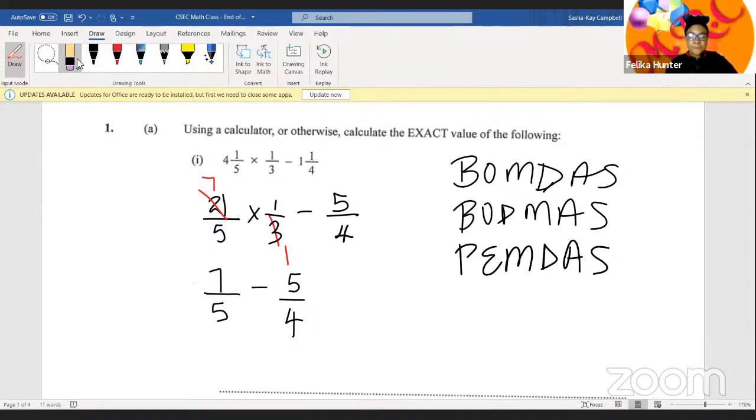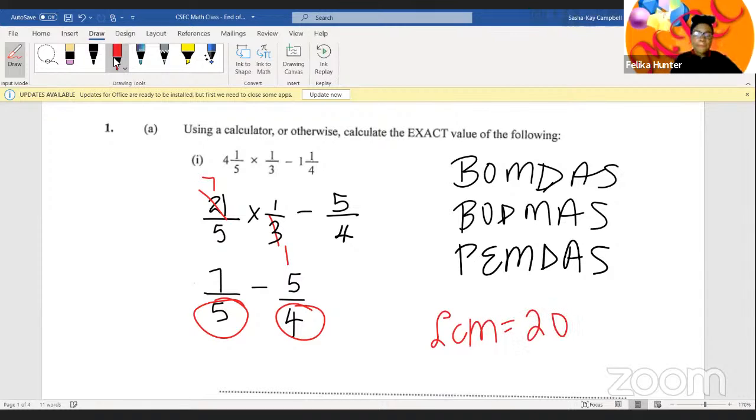Or you can make the denominators the same, right? Or you could put it as equivalent fractions. So whichever way you want to phrase it, it's basically the same procedure. All right, so looking at the denominators, here we have a 5, and here we have a 4. So what's the LCM of 5 and 4? The LCM of 5 and 4 would be 20.